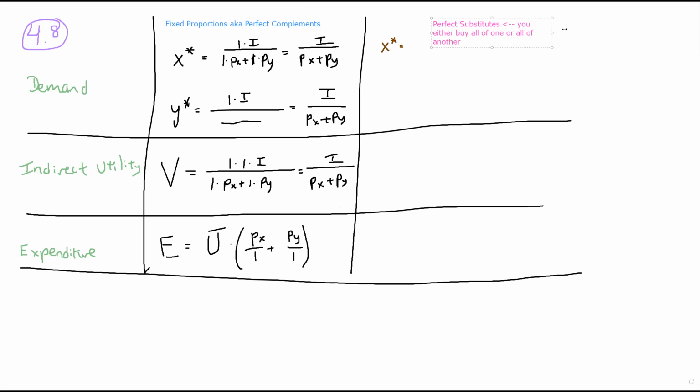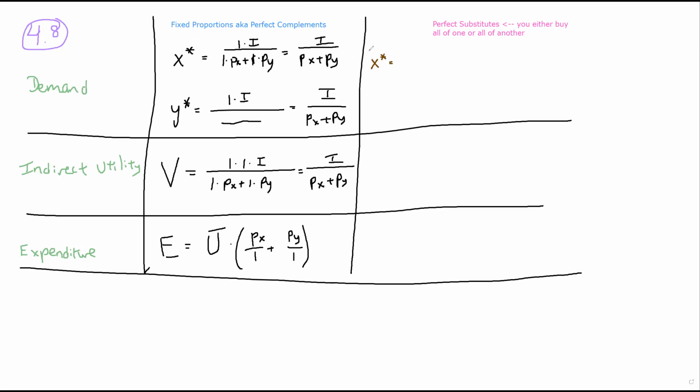That is to say, if I get a better deal from the first good, then I'll buy all of that. If I get a better deal from the second good, I'll buy all of that. And I don't really need any balance. They're perfect substitutes. It's not like I'm saying, oh, I need some of the other thing. No, I don't need any of the other thing if I can buy the first thing more cheaply. So the way this works is X star and Y star are kind of piecewise functions.